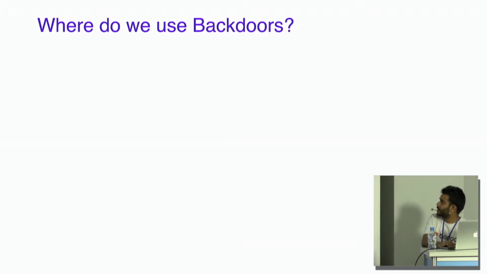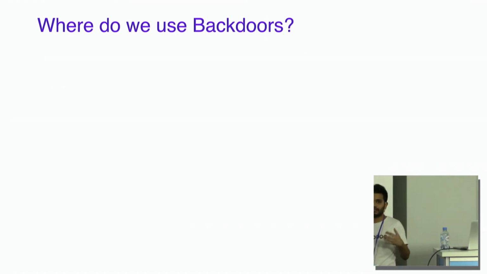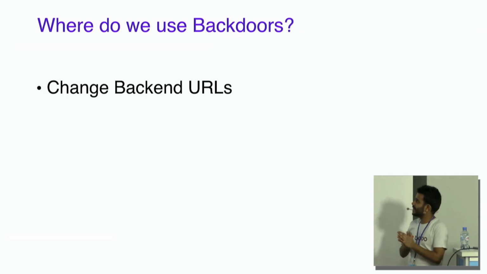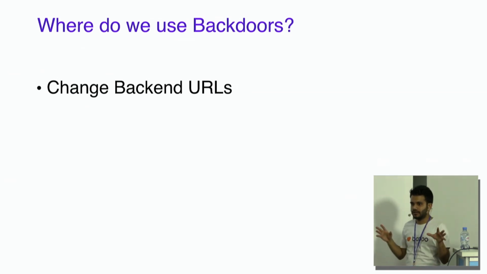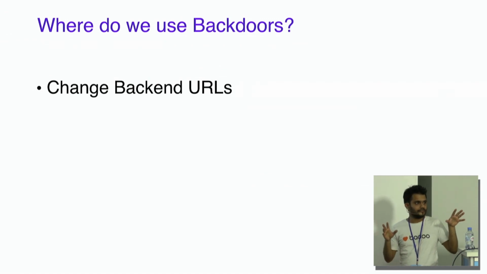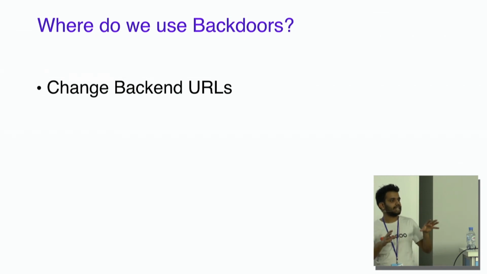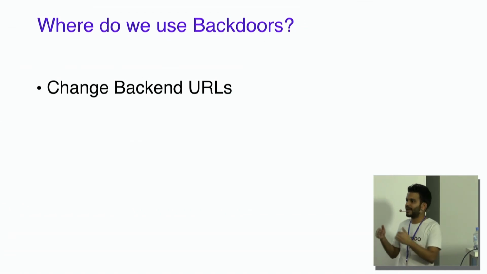Okay, so where do we use backdoors? What are the real use cases which we have found in our company? The first is changing backend URLs. We build only one artifact from our CI server, only one APK, and using the same APK we test it against different environments. So if we want to test against the staging environment, we use a backdoor. We have exposed a backdoor to change the backend URL. We change it using the backdoor and test, and if you want to test against another environment, let's say prod, we do it using the backdoors.